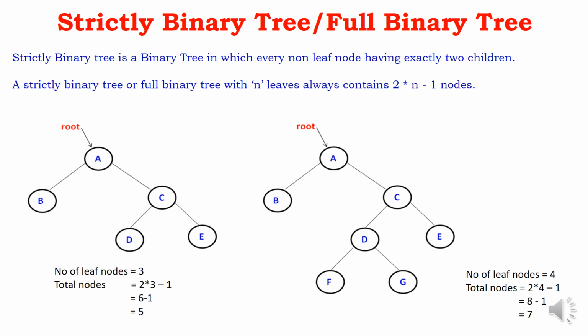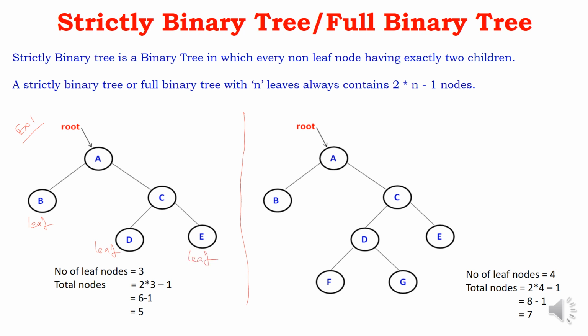Let me explain this with some examples. Let us have two examples, example 1 and example 2. Example 1. This is a binary tree. This can be considered a strictly binary tree because non-leaf nodes have exactly two children. We should know what a leaf node is. A leaf node is a node which does not have any children. In this binary tree, B is a leaf node, D is a leaf node, E is a leaf node. A and C are non-leaf nodes.